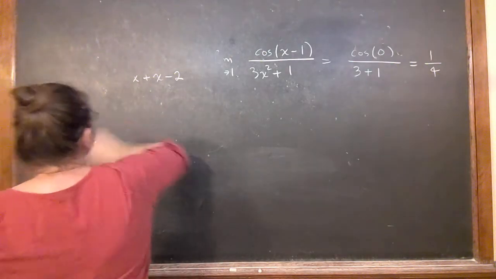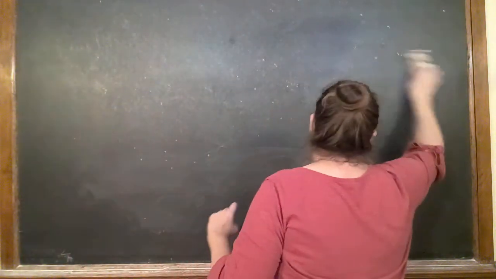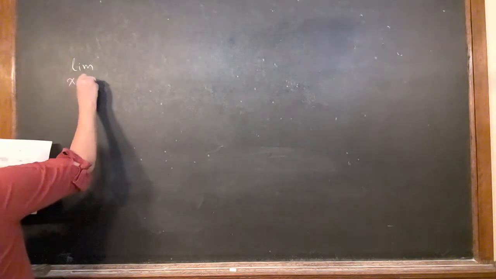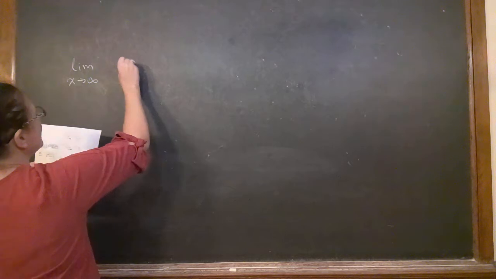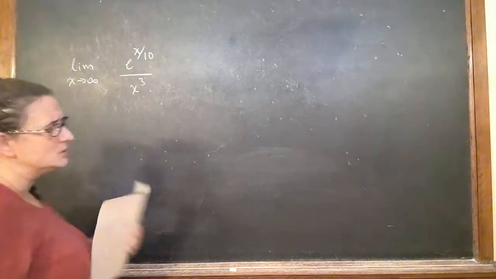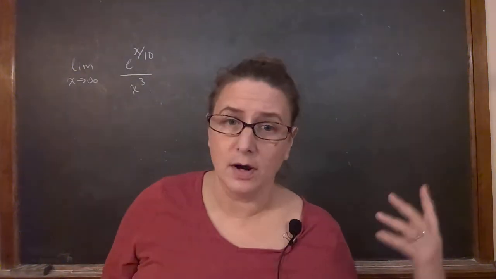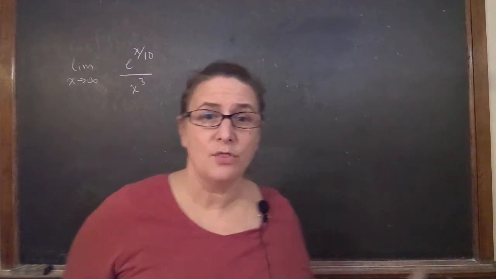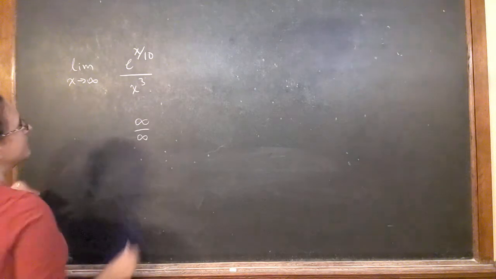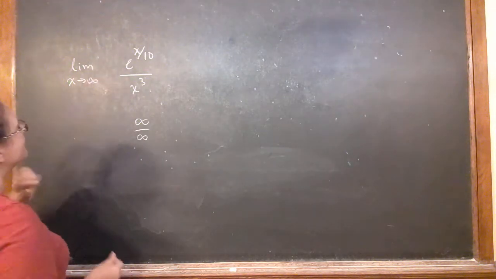Right, now one other thing about L'Hopital's rule, it was stated as x going to a, but it's also true for x going to infinity. Okay, so for example, let's see what I have here. e to the x over 10 over x cubed. So all of the ones that we had so far were of the form 0 over 0. This is one where it's of the form infinity over infinity, right? So you got this infinity and that infinity.